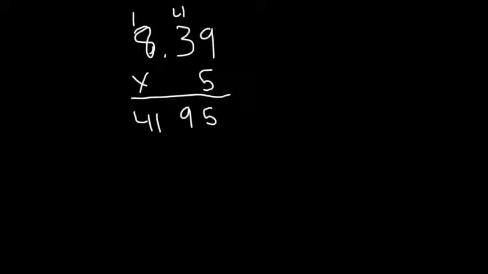So now we've done our multiplication, so we consider that decimal. We have 1, 2 digits behind the decimal, so we have 1, 2 digits behind the decimal in our answer. So our answer to 8.39 times 5 is 41.95.